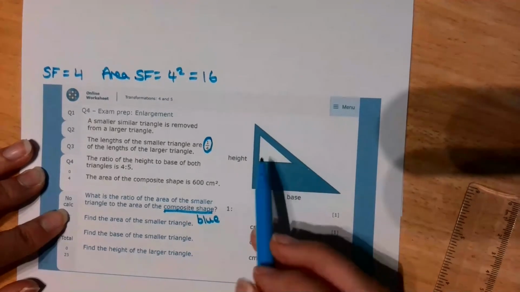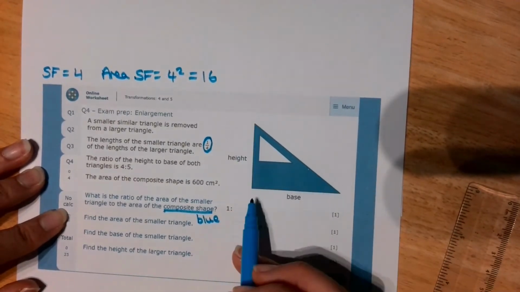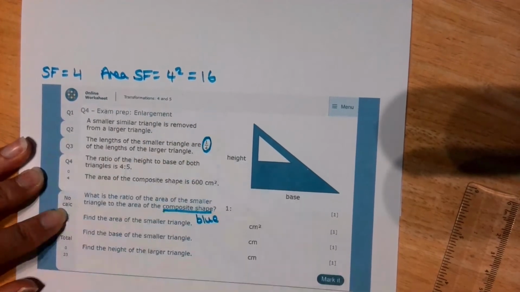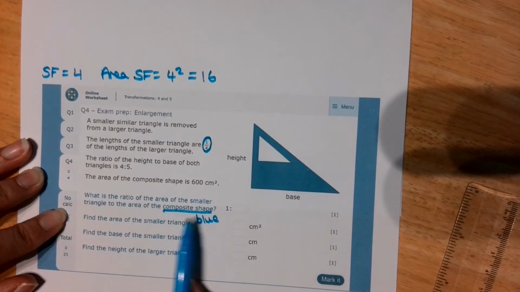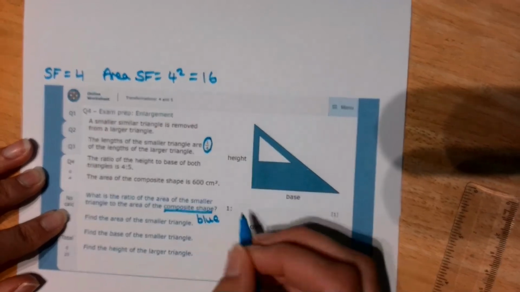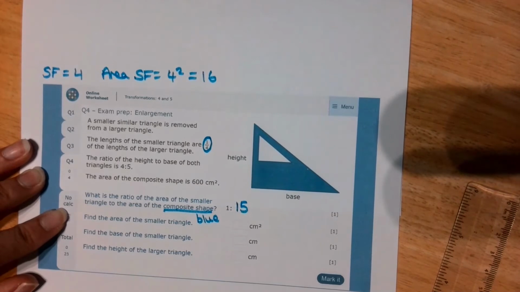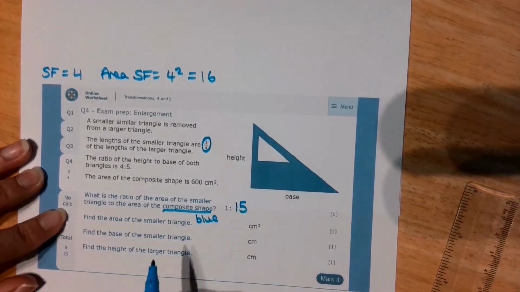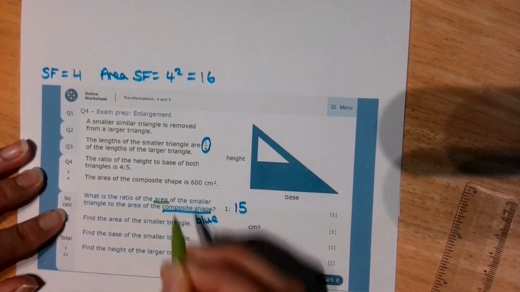Well, if we call this bit 1, the whole big triangle would be 16. We know that because we've just worked out the area scale factor is 16. But the composite shape has had the small triangle cut out, so it's not the full 16. It's had one of them cut out. If one of them's been cut out, what's left? 15. So the ratio is 1:15. That's for the area. Remember, it's really important we pay attention to that. This is for the area.